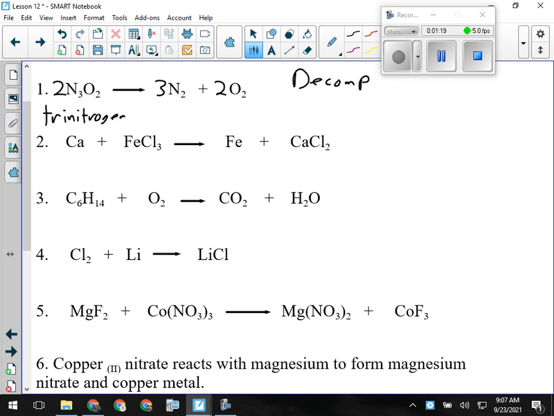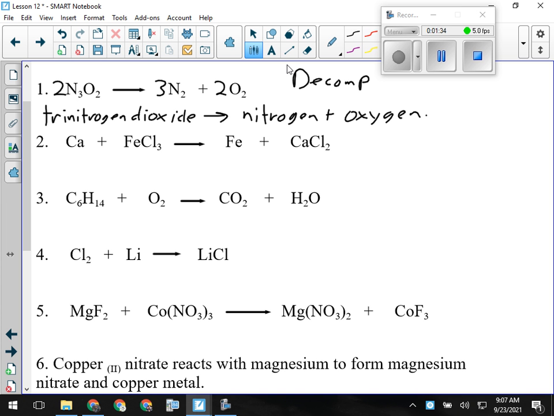Trinitrogen dioxide. Okay, put an arrow. Nitrogen plus oxygen.